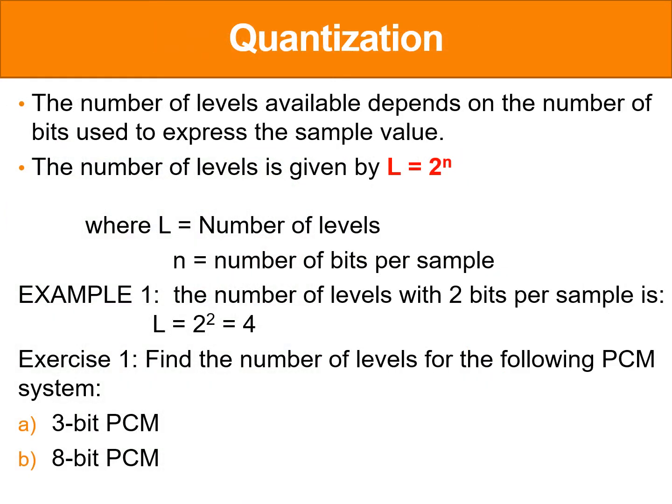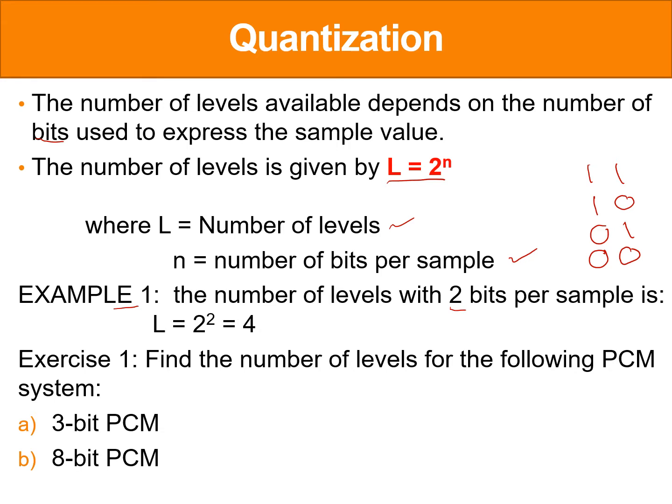So for quantization, the number of levels available depends on the number of bits used to express the sample value. It is just the M-ary series. So the number of levels is given by L equals 2 to the power of n, where L is the number of levels and n is the number of bits per sample. So let's try example 1. The number of levels for 2 bits per sample is L equals 2 power of 2 equals 4, meaning that you have 00 for level 0, 01, 10, and 11. So we have here 4 levels and 2 bits per sample.